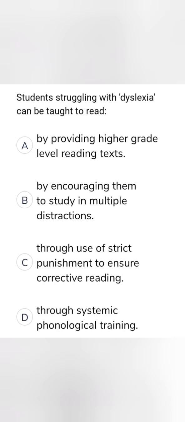Now we see that our first question is: students struggling with dyslexia can be taught to read. First one is by providing higher grade level reading text. Second one is by encouraging them to study in multiple distractions. Option number C, through use of strict punishment to ensure corrective reading. Option number D, through systematic phonological training. Option number D is right, through systematic phonological training.